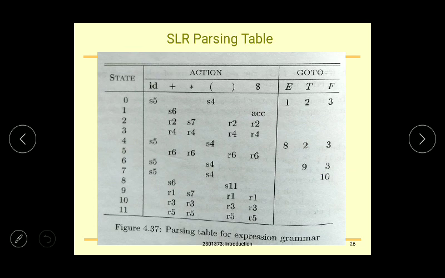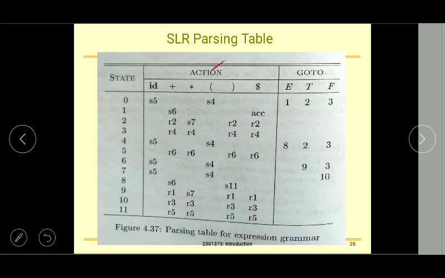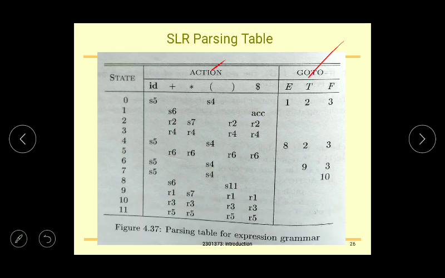This is the parsing table, action and goto. There are two parts. See, the terminal symbols we have are id, plus, star, left parenthesis, right parenthesis as well as dollar. Goto has E, T and F. These are the actions, shift or reduce. You can understand only if you solve the problem by yourself.